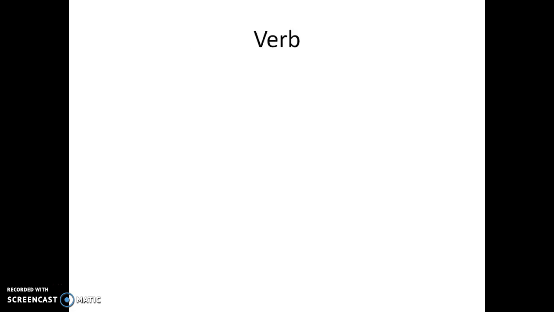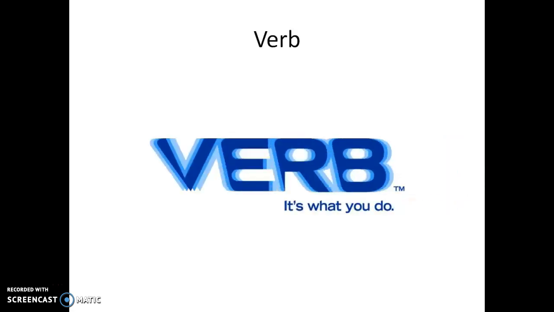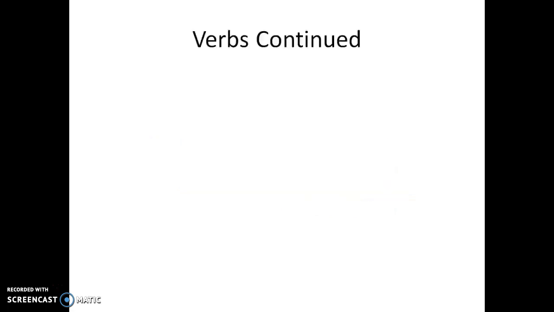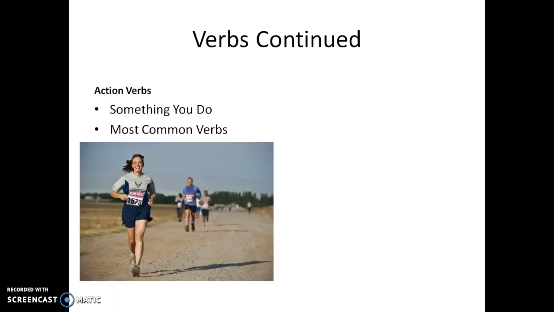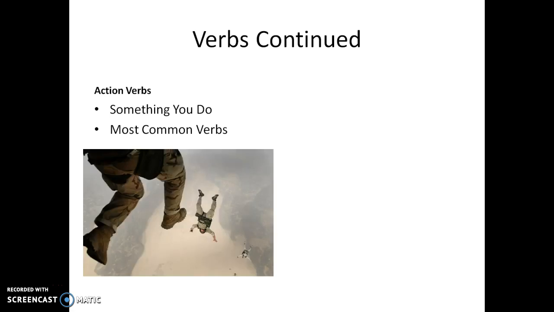A verb, as we know, if we watch the PSAs, verb is what we do, right? Well, that's a special type of verb. That would be what would be called an action verb. It's something you do. And when we normally think of verbs, it's what we think of. So that'd be something like run. Run would be an action verb, as well as jump. Jump is also an action verb, because these are things that you can do.